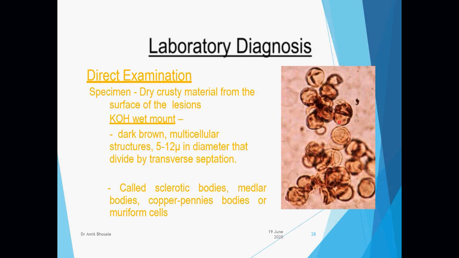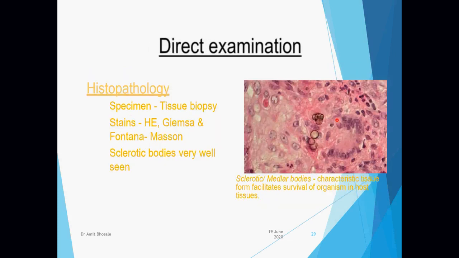These are the typical findings: dark brown multicellular structures, 5 to 12 micrometers in diameter. These cells are known as sclerotic bodies, medlar bodies, copper penny bodies, or muriform cells.